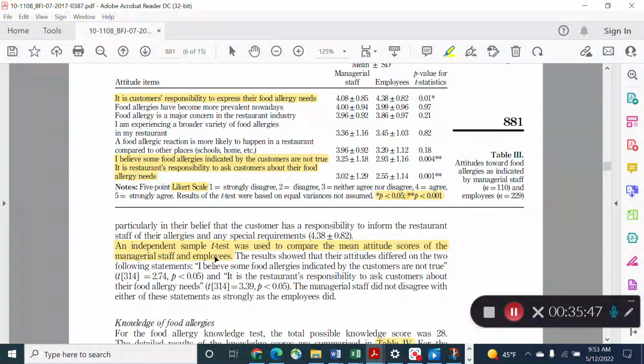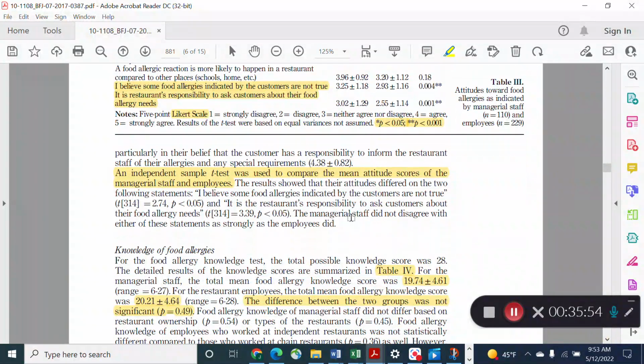They talk about that down in this paragraph. I think it's interesting. To me, this is a very odd way of globally expressing this, but in this last statement, the managerial staff did not agree with either of these statements as strongly as the employees did. To me, it's more important to say it in a more positive way, that the managers did agree with these statements, as opposed to saying they did not agree as much as.